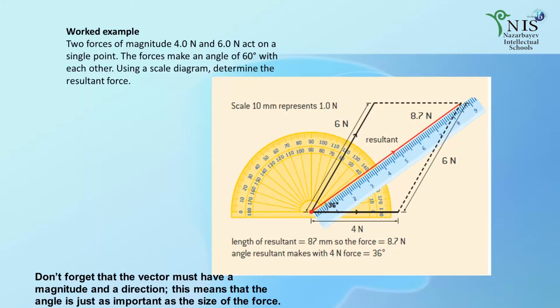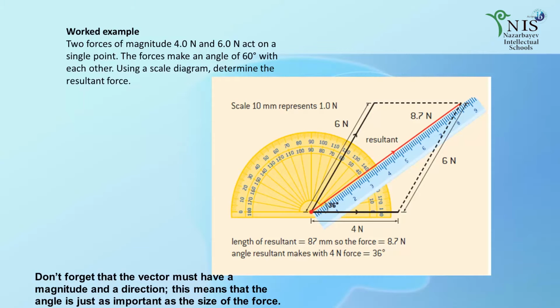For example, two forces of magnitude 4 newtons and 6 newtons act on a single point. The forces make an angle of 60 degrees with each other. Using a scale diagram, determine the resultant force. Don't forget that the vector must have a magnitude and a direction. This means that the angle is just as important as the size of the force.